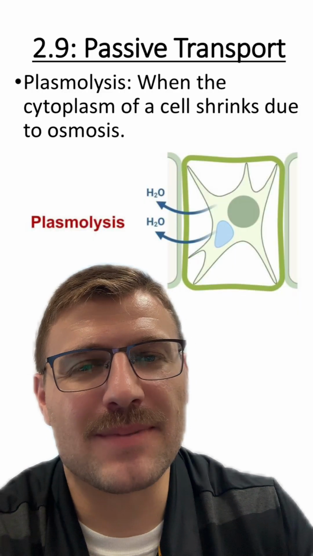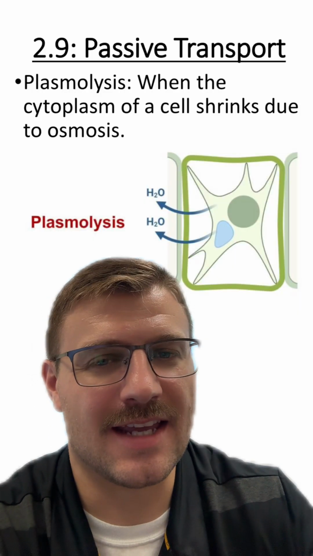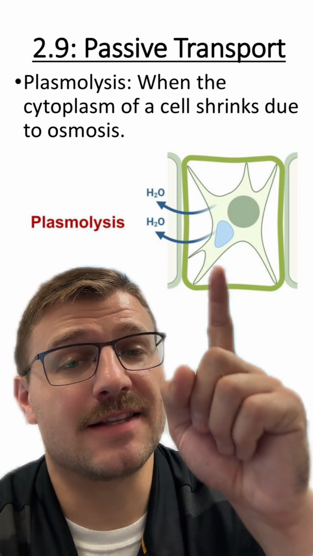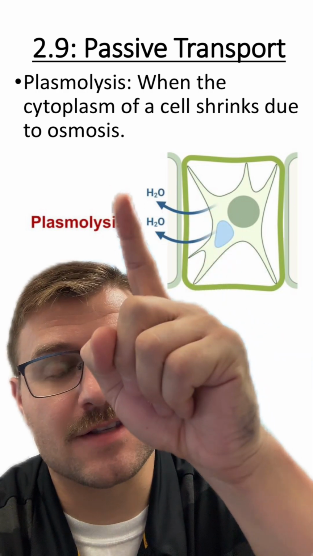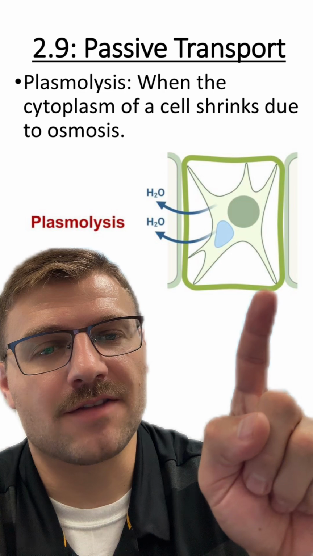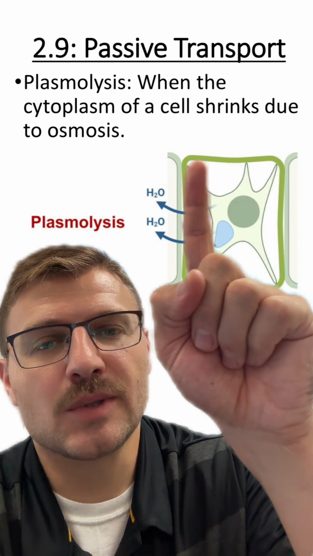Lastly, when this happens and the cytoplasm shrinks in a cell, we call this plasmolysis. You can see this is a plasmolyzed cell because water has left the cell and the cell has shrunken. Now specifically, this outside layer that you're seeing is a cell wall, so we can tell that this is a plant cell.